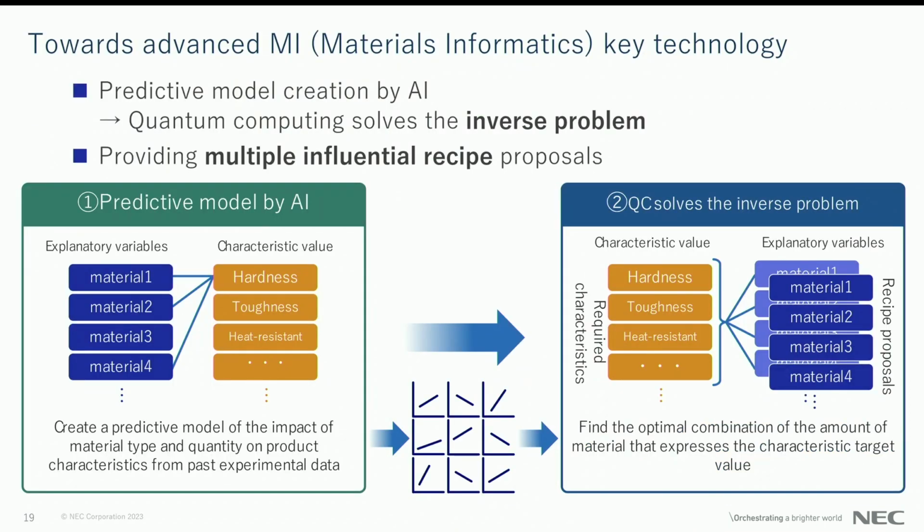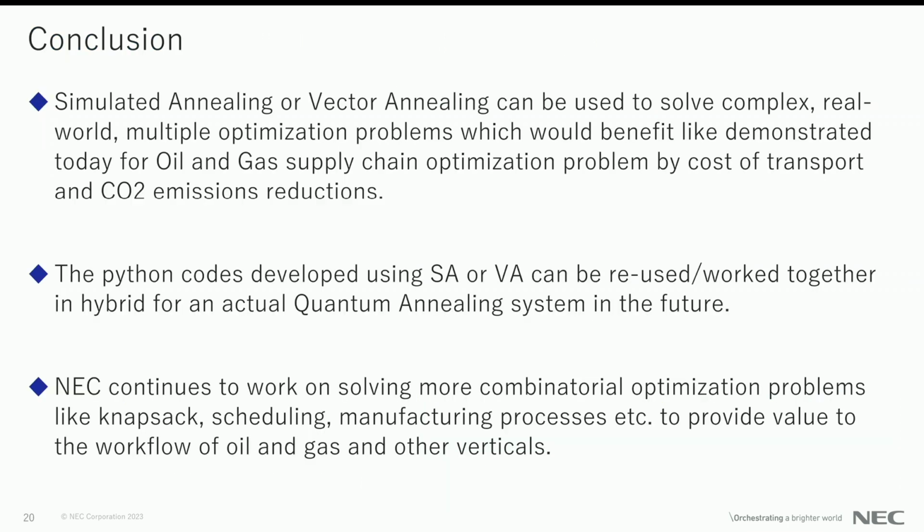And similarly towards advanced material informatics, where you can use AI and machine learning to create a predictive model of the impact of material type, and then further feed it to the quantum computer or the vector annealing library to find the optimal combination of the amount of material that expresses the characteristics target value.